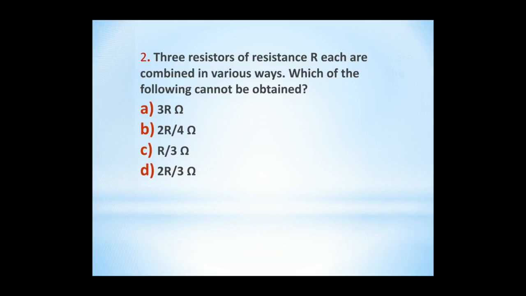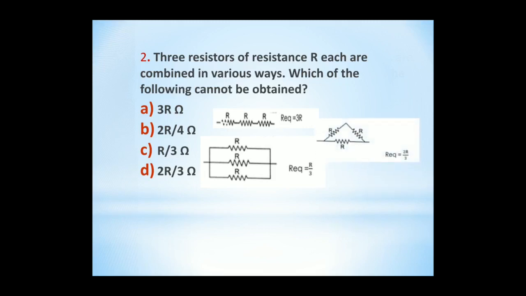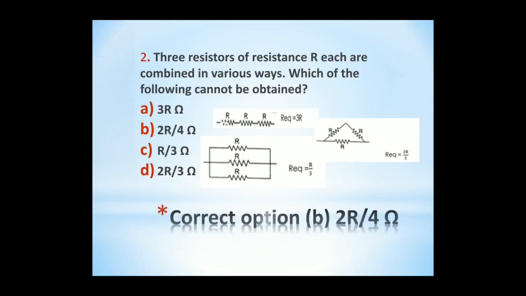First of all, when they are connected in series, their equivalent resistance will be 3R ohms. When 3 resistors are connected in parallel, their equivalent resistance will be R by 3 ohms. And if we have 2 resistors in series and one in parallel combination with those 2, the equivalent resistance will be 2R by 3 ohm. So the correct option will be option B, 2R by 4 ohms.